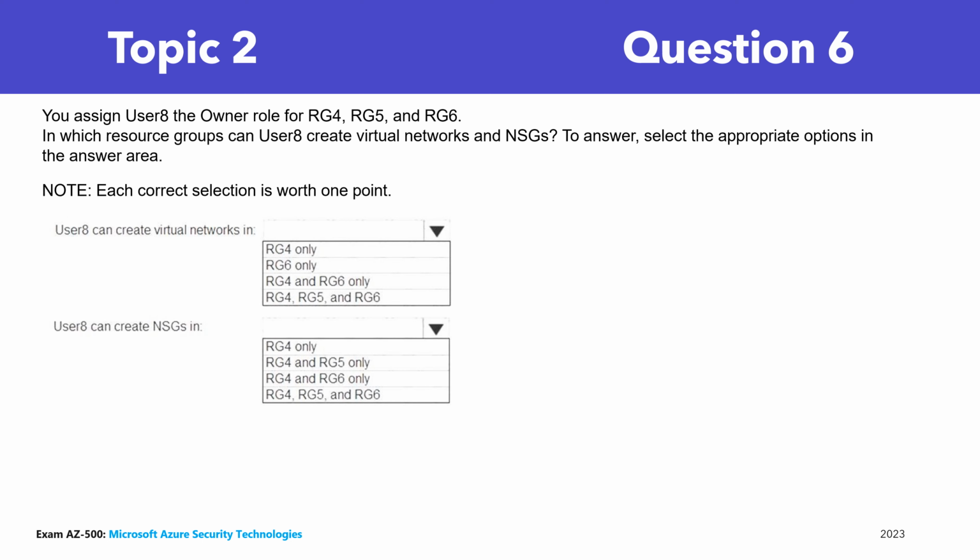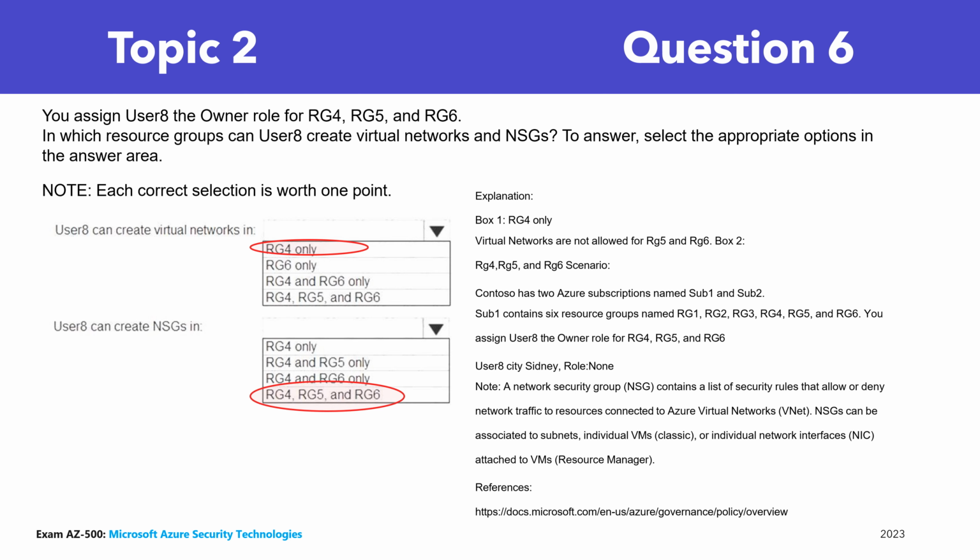You assign User 8 the owner role for RG4, RG5, and RG6. In which resource groups can User 8 create virtual networks and NSGs? To answer, select the appropriate options in the answer area. Note, each correct selection is worth 1 point. Correct answers. User 8 can create virtual networks in RG4 only. User 8 can create NSGs in RG4, RG5, and RG6.